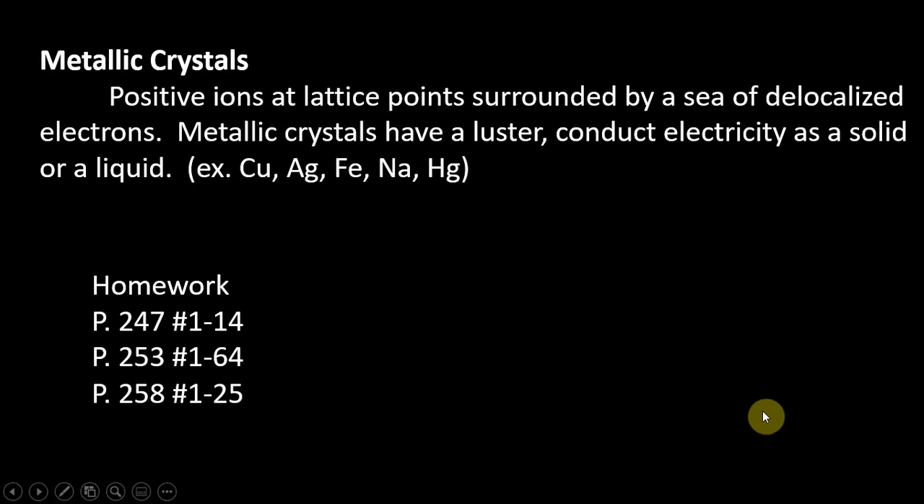We then have metallic crystals, which have positive ions at the lattice points, and they're surrounded by a sea of delocalized electrons. Metallic crystals have a luster. They conduct electricity as a solid or a liquid. Some examples: copper, silver, iron, sodium, mercury, these sorts of things.